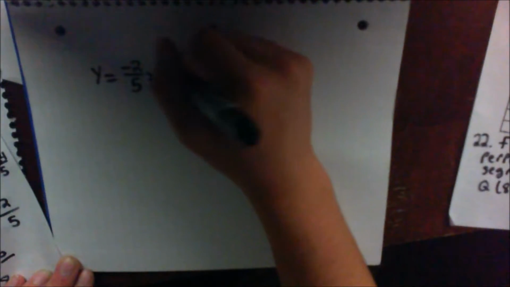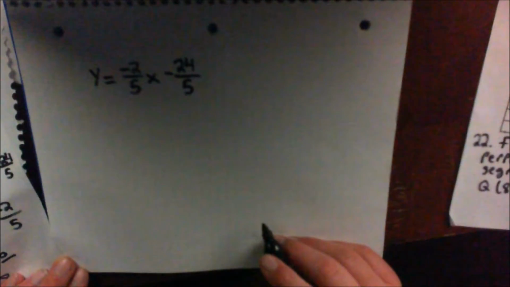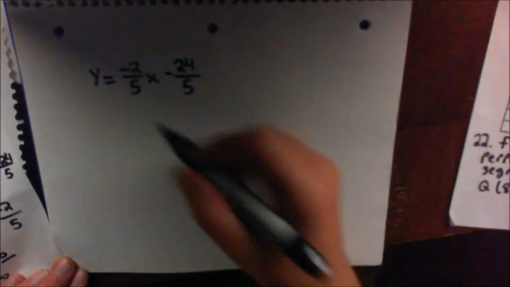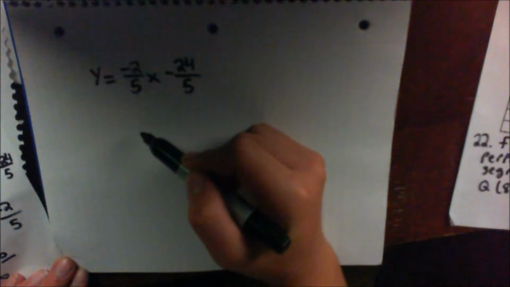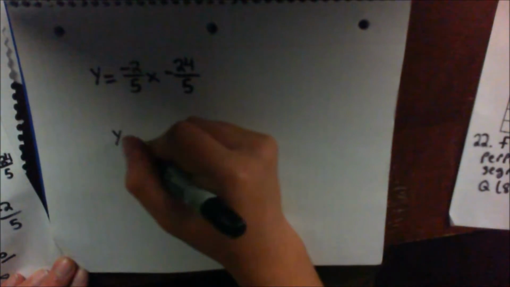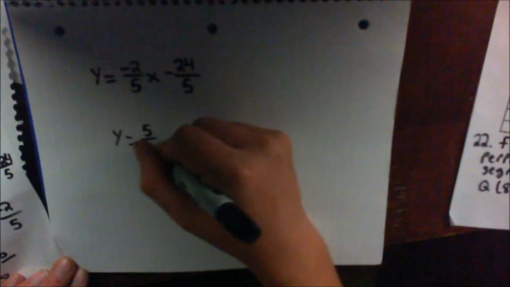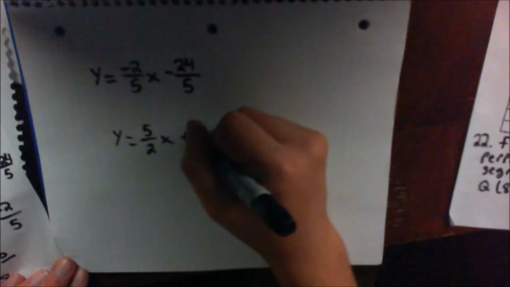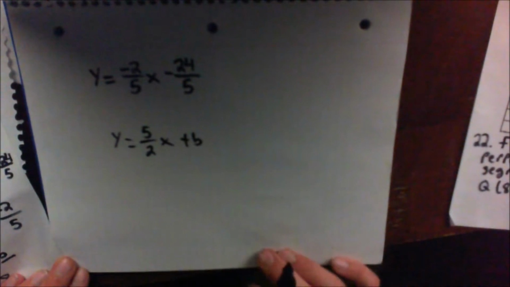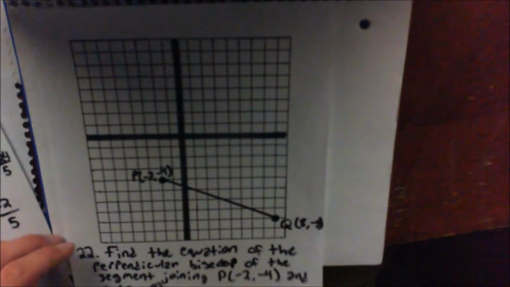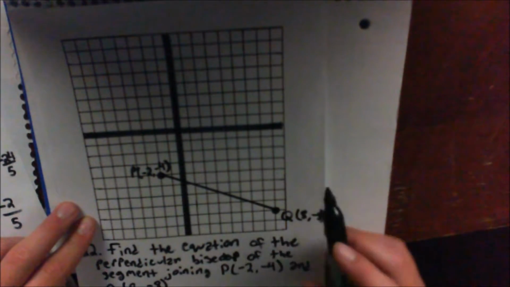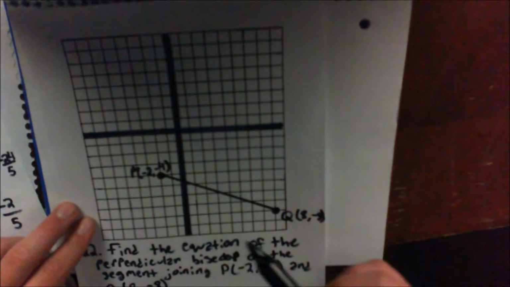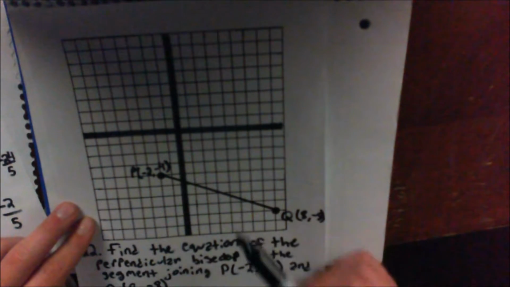minus 24/5. To get the slope of our perpendicular bisector, all we need to do is take the slope of our original function and give the negative reciprocal of that. y equals 5/2 x plus b. Our b value is yet to be derived, but this is how we will do it. If we take our original graph of our original segment and we find the midpoint of that, we now have a point that is on both lines, and we can use that point to derive our b value.